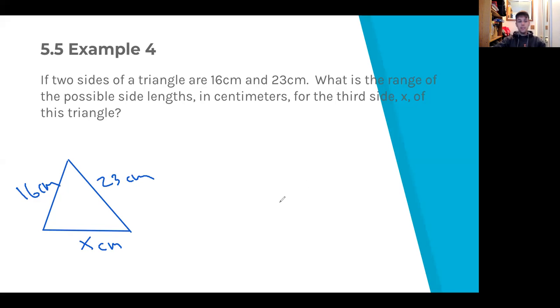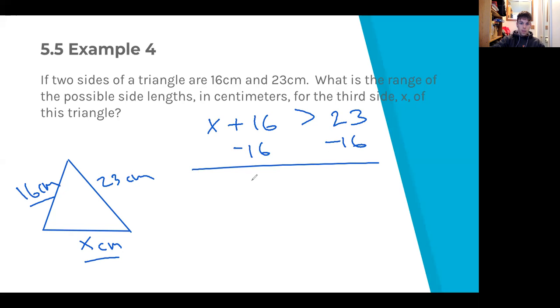Well, there's two cases that we need to examine. What's the smallest that it could be, and what's the biggest that it could be? So the smallest, let's just assume that it is the smallest side. That means that if I add it with 16, the other small side has to be greater than our third side, 23. Two smallest sides greater than the biggest. Let's go ahead and solve this one real quick. So this tells me that the third side has to be greater than 7 centimeters. Okay, so that's our first case, it being the smallest side.